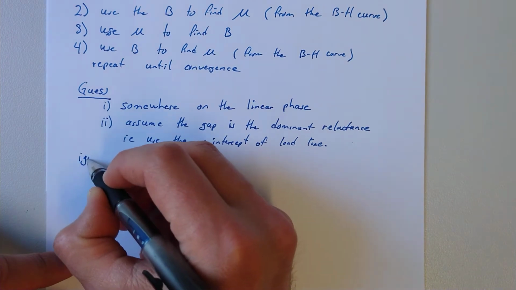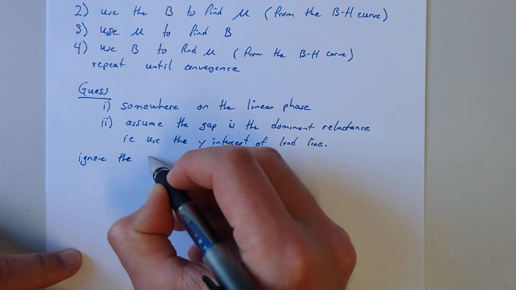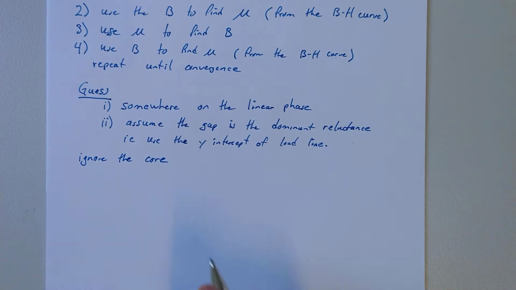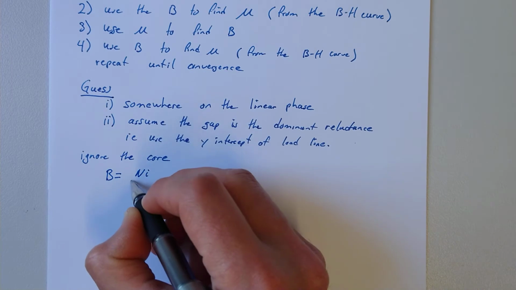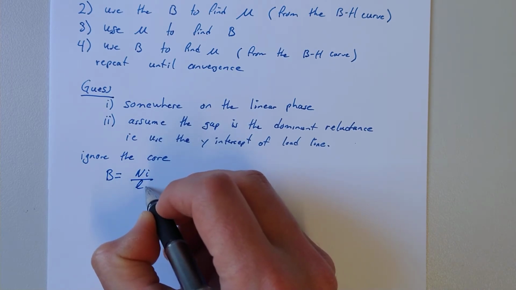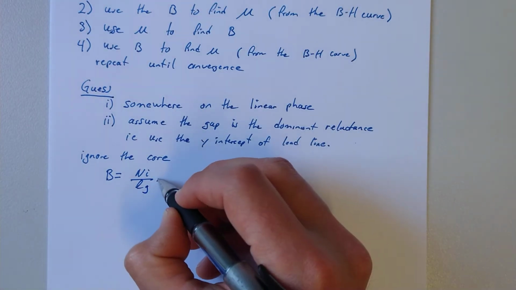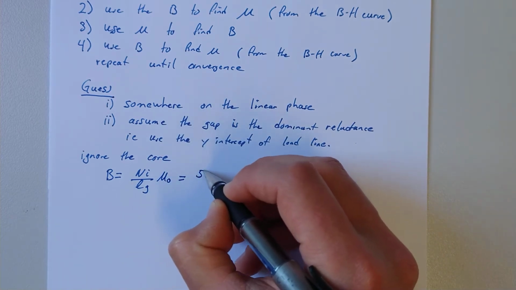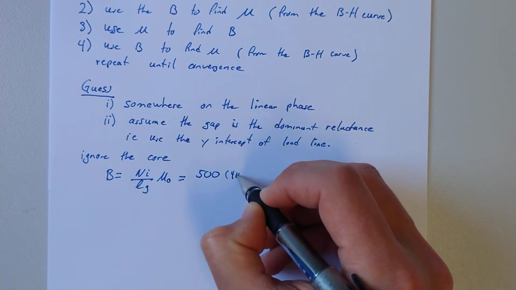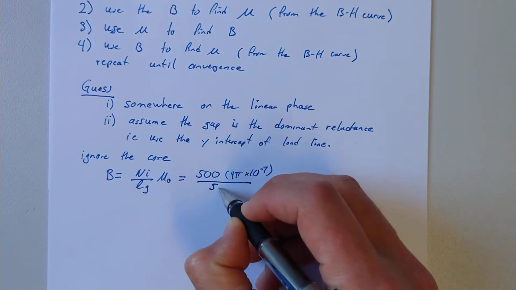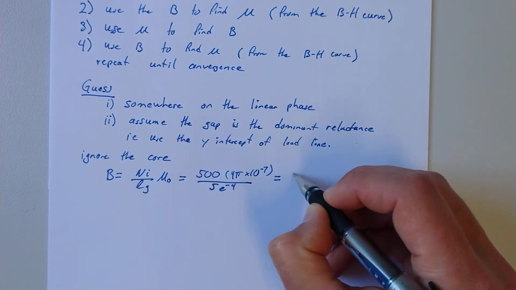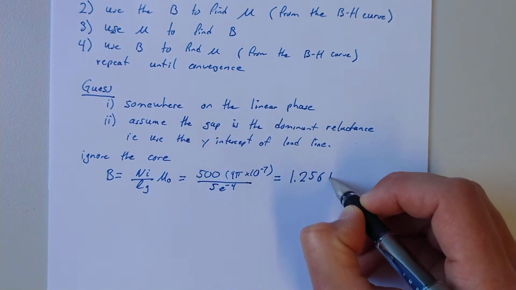So, if we ignore the core, which seems a strange assumption given that that's really the problem here, we can say that B is equal to Ni over the length of the gap times mu naught, or 500 times 4 pi times 10 to the minus 7 over 5e minus 4. That gives us 1.256 Tesla.